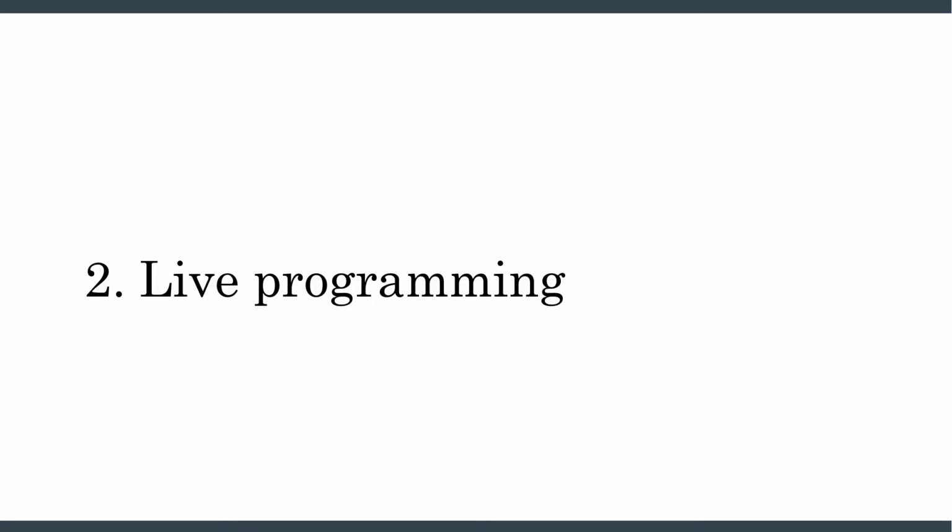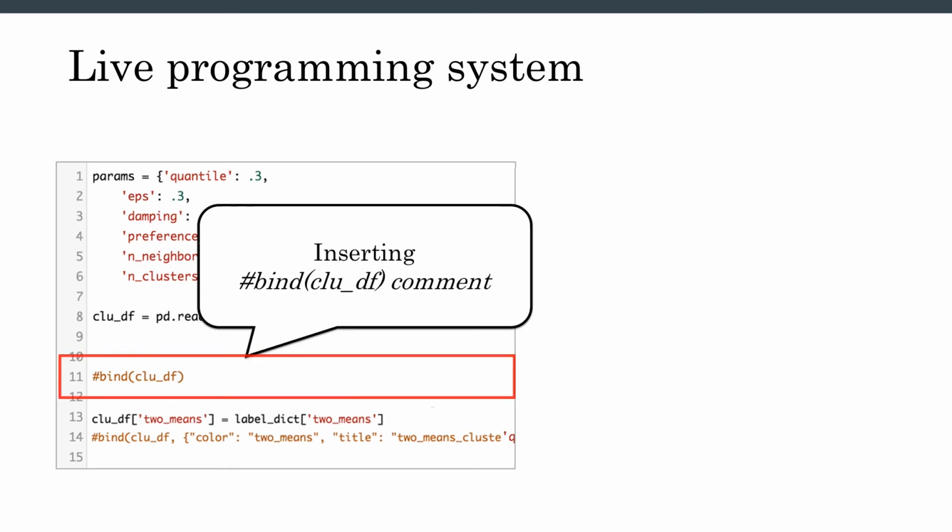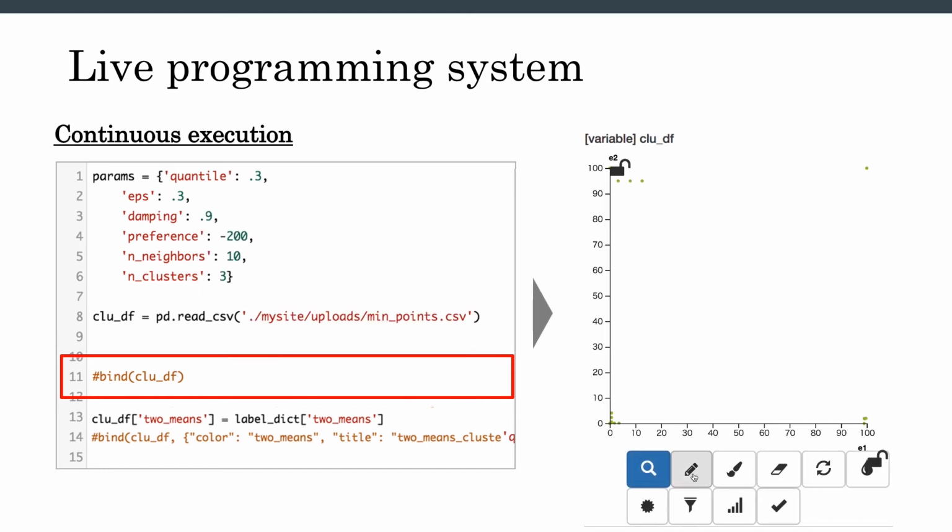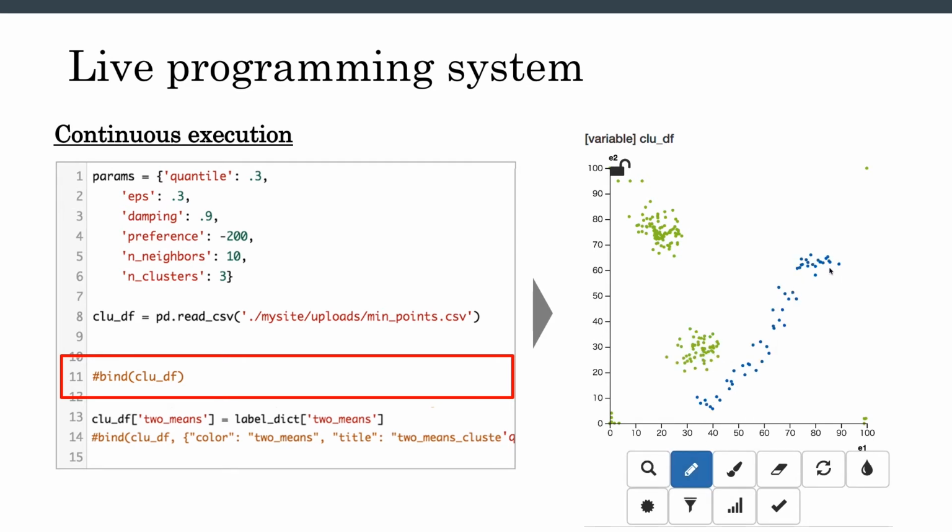Next, I explain live programming aspect of the system. To visualize data distribution, the user inserts number bind comment with the variable name of the target data. When the execution reaches the comment, the system associates the data defined by the variable with the points on the scatter plot. The user can visually and easily design 2D data distribution on the interactive scatter plot.